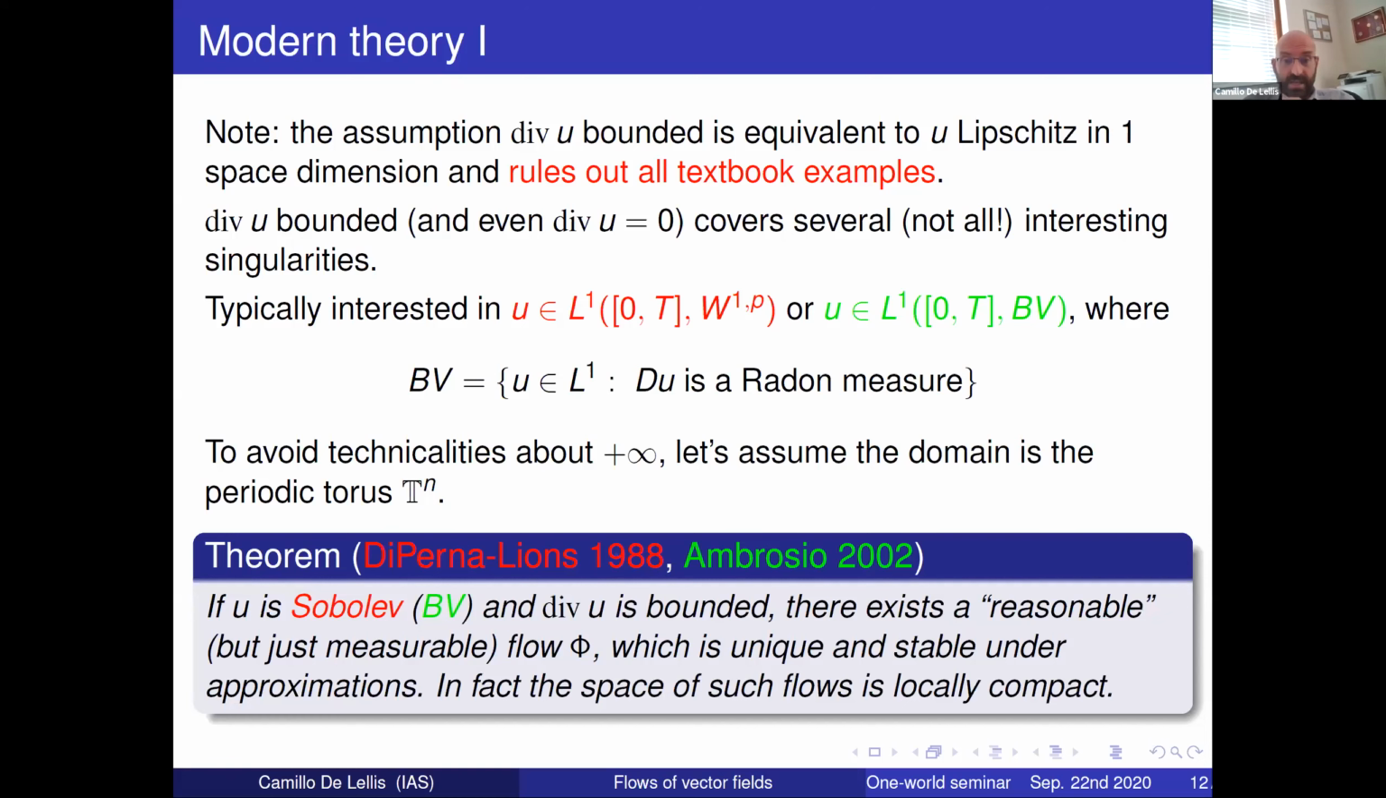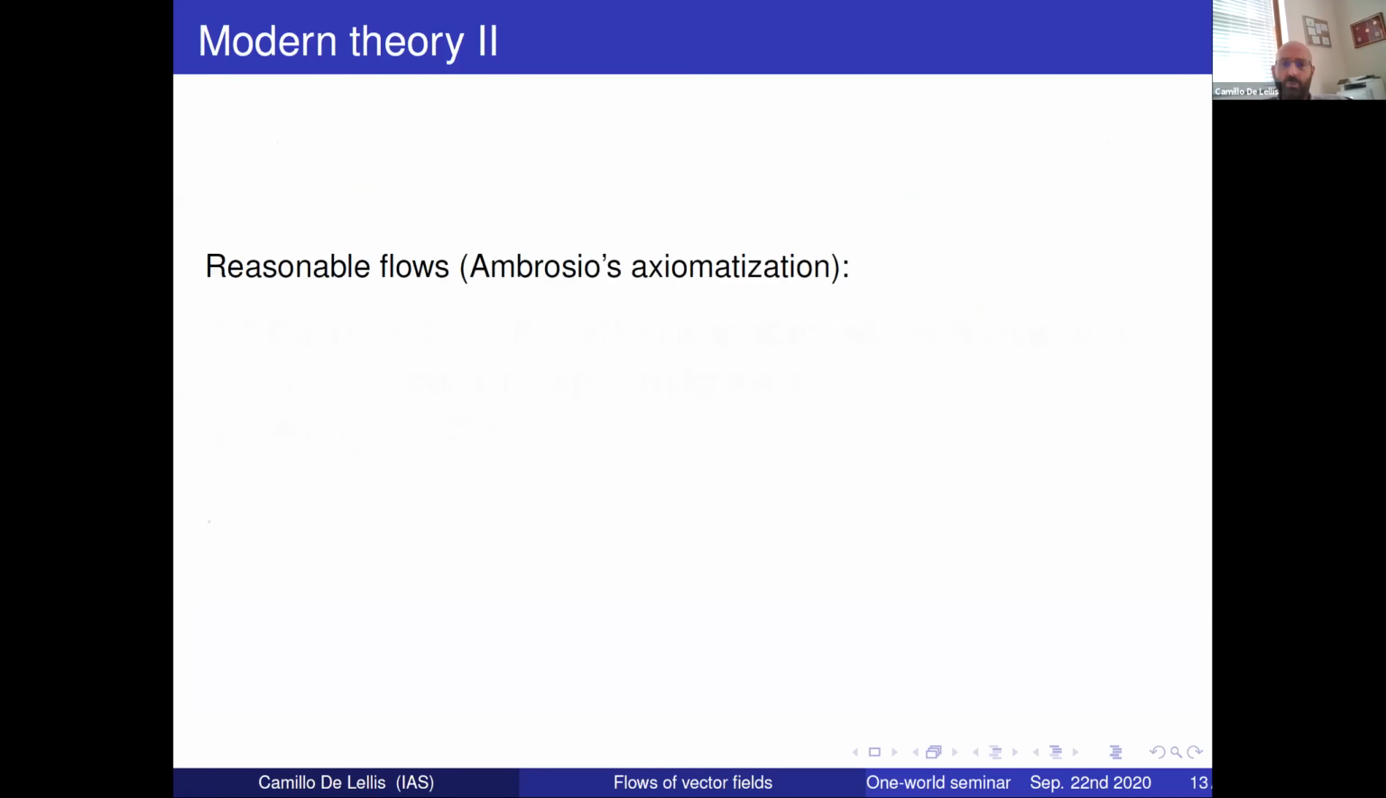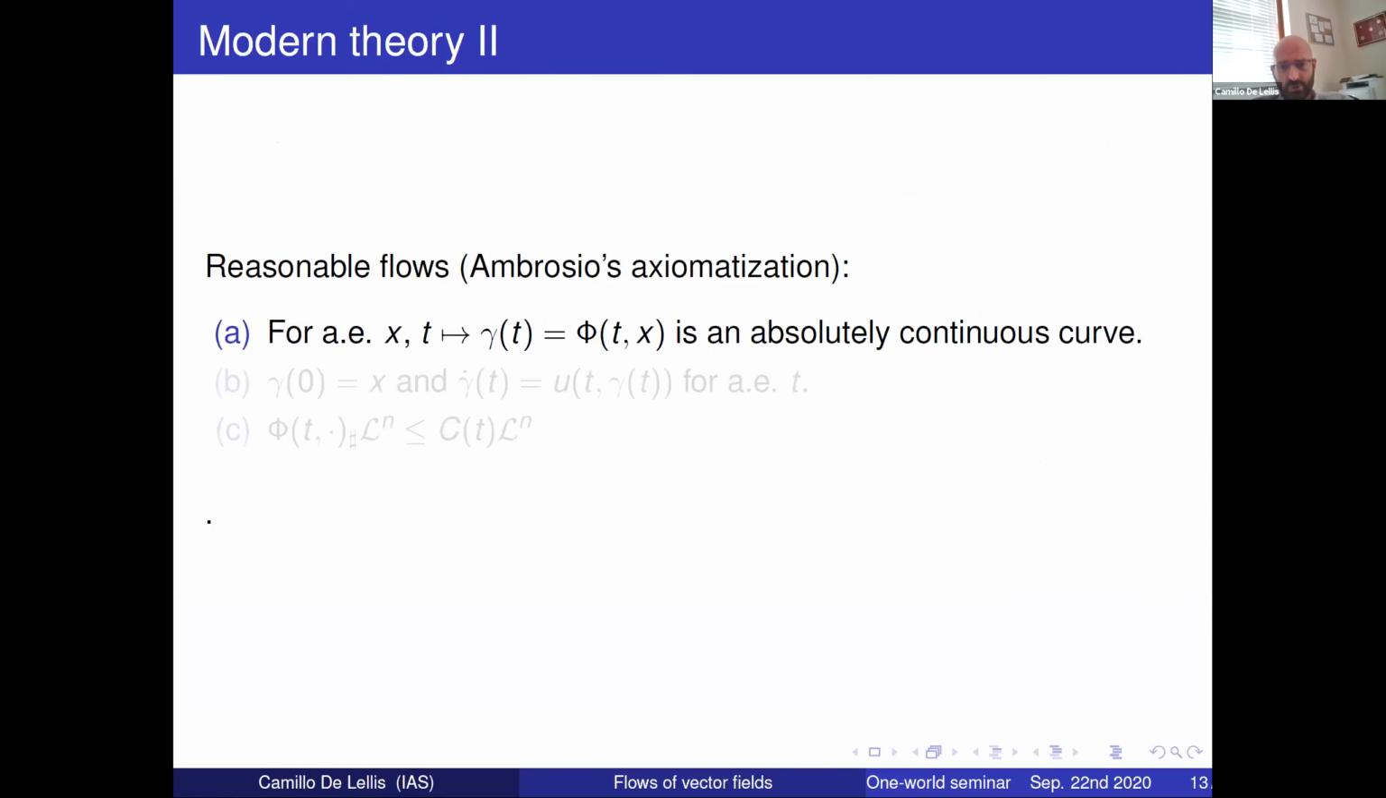In fact, the space of such flows is locally compact. So if you regularize your vector field u, you solve the ODE and you find the classical flow, and then you let your approximation converge to some vector field which is in the class considered by DiPerna-Lions and Ambrosio, but is not smooth, the sequence of flows will actually converge to this measurable flow. So what do I mean by reasonable? This is the axiomatization taken by Ambrosio. The one of DiPerna-Lions is slightly different.